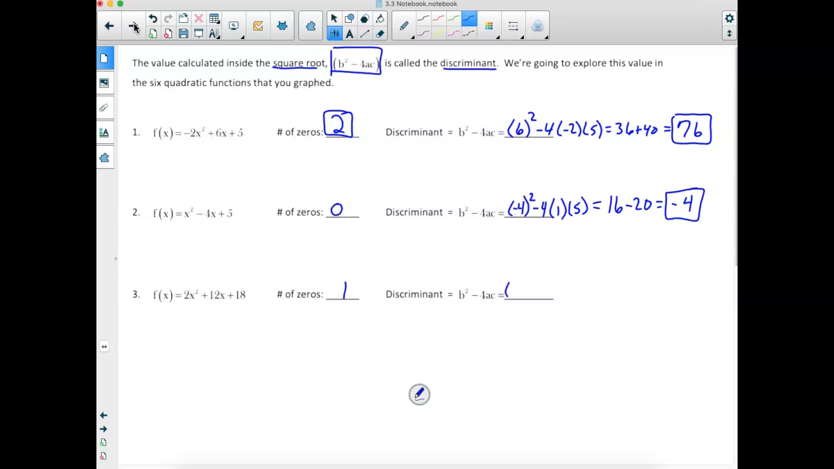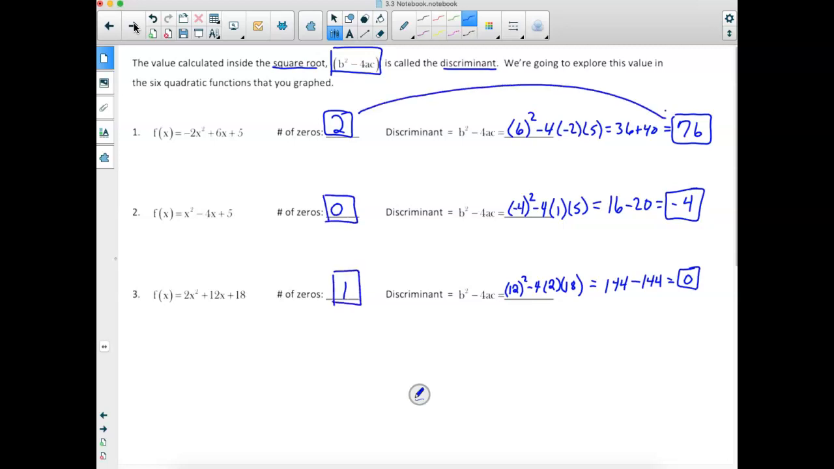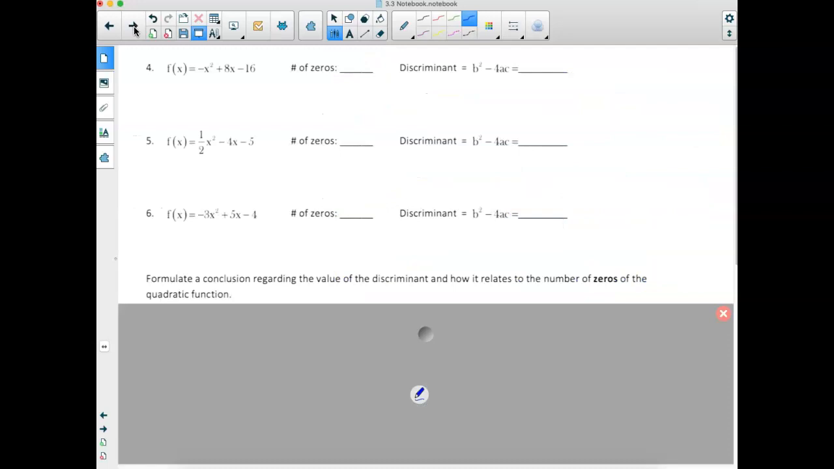When I take the discriminant here, I take 12 squared minus 4 times a times c. That's 144 minus 8 times 18, which is 144, and that gives me 0. So I'm comparing my number of zeros with my discriminant value here. We're going to do the next 3 that I have here.